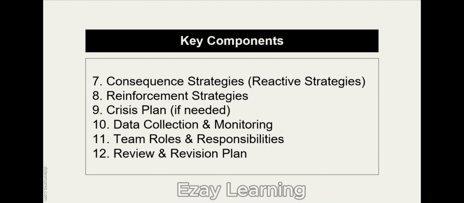You have to also explain procedures for safely managing dangerous or escalated behaviors. Data collection and monitoring: you have to identify the methods for tracking behavior changes and evaluating the effectiveness of the BIP. Team roles and responsibilities will also be defined. This will include defining who will implement and monitor the plan, for example, a behavior technician, teacher, caregiver, etc. Review and revision: a schedule for assessing the BIP's effectiveness and making necessary modifications.